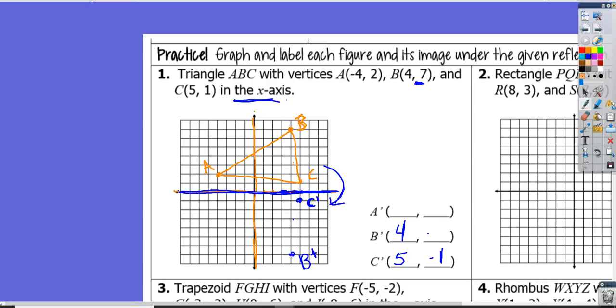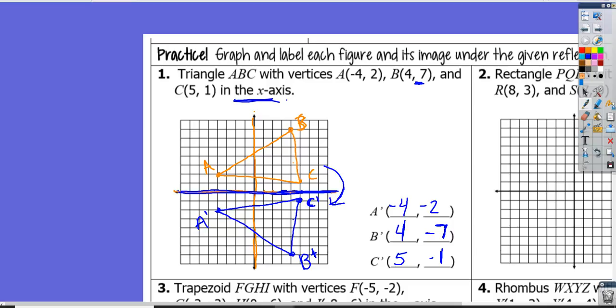And then our y value is now negative 7. Okay, now we're going to go to A. So A is 2 away, so we're going to go 2 away. Put a point, and that's A prime, because it's our new A. That is 1, 2, 3, 4, so negative 4. And then it's now down 2, so negative 2. Okay, now I'm going to connect. All right, there we go.